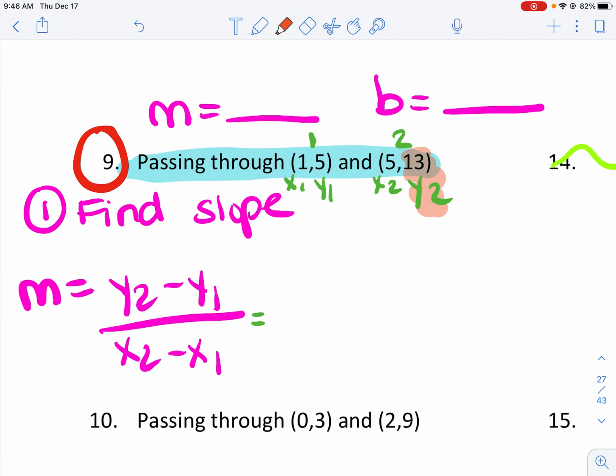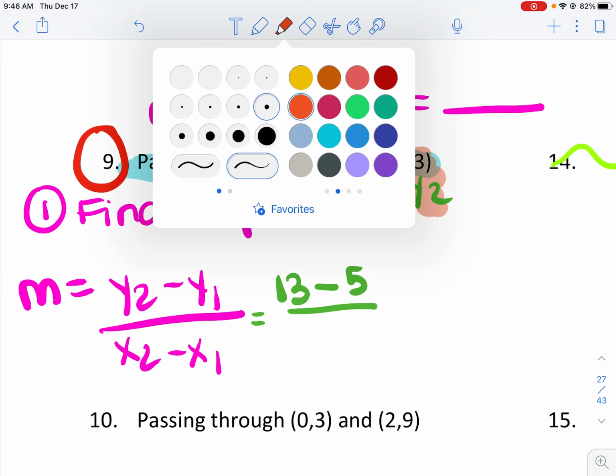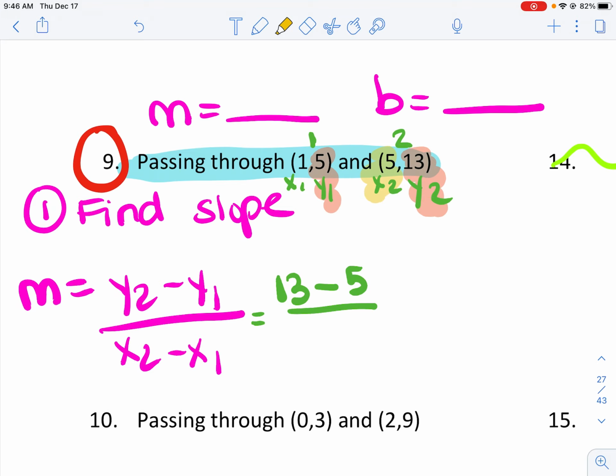So 13 is y2, so I'm going to put 13 in first, minus y1 is 5, over, use a different color, x2 is 5, minus my x1 is 1. And again, just use your calculator, my loves. Make sure that you're doing this out. 8 is in the numerator, 4 is in the denominator, so our slope is 2.